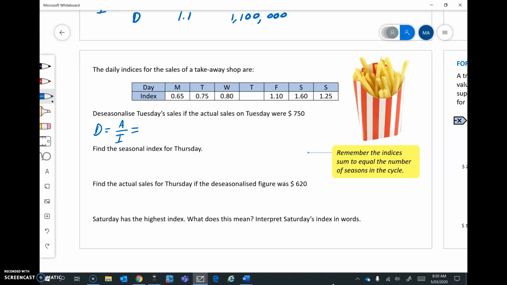All right, I'm going to have a go at it now. So if you haven't quite got there, you can pause. But the actual figure is $750, and the index for Tuesday is 0.75. So that means a deseasonalised figure of $1,000. Now, you might be able to figure this out finding the seasonal index for Thursday. It's blank at the moment. See if you can figure out, then I'll show you how to do it.